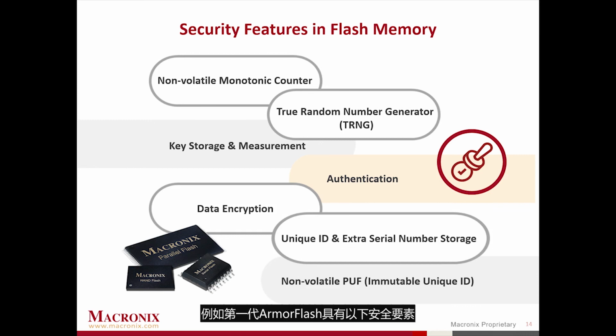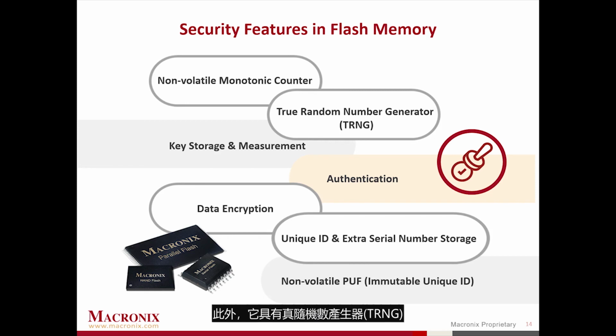Armor Flash Generation 1, as an example, has the following security elements. First, there is a non-volatile monotonic counter. The use of monotonic counters is the best weapon against replay attacks, even if power outages or glitches occur. This is because monotonic counter values are stored in non-volatile memory. Armor Flash has 4 independent 32-bit monotonic counters, which only respond to authenticated operations. Counter configurations can be programmed to change counter behavior depending on different application scenarios.